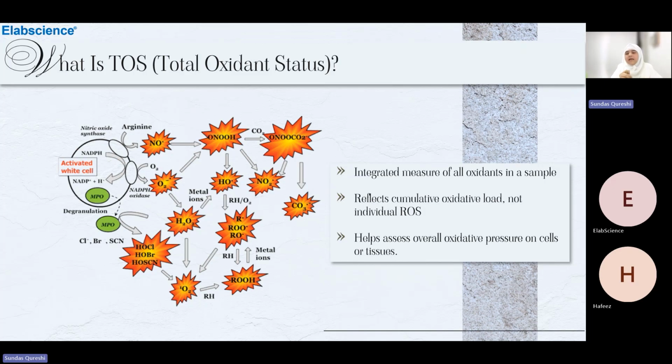These oxidants can be generated by activated white blood cells, through enzymes like NADPH oxidase and some other enzymes using substrates such as NADPH, arginine, and some metals. TOS captures the cumulative oxidative load from all these species, providing a broader view of oxidative pressure on the cells and tissues than looking at individual ROS alone.